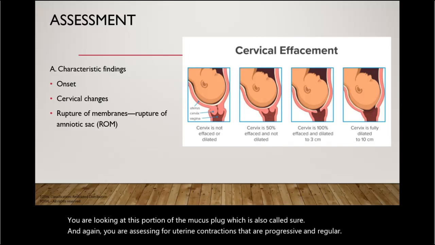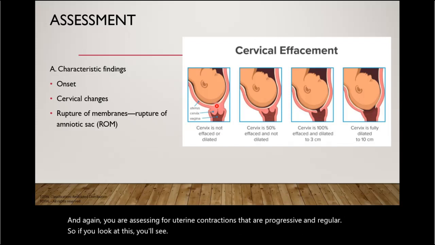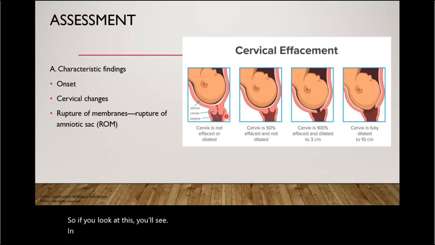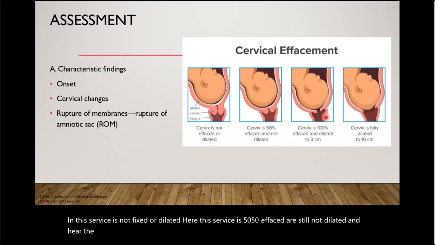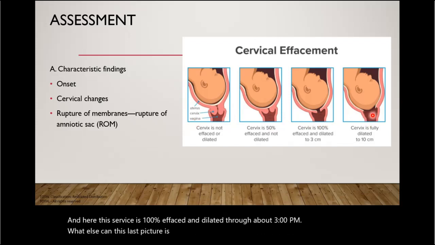So if you look at this, you'll see in this, the cervix is not effaced or dilated. And here, the cervix is 50% effaced and still not dilated. And here, the cervix is 100% effaced and dilated to about 3 cm. Whereas in this last picture, the cervix is fully dilated to 10 cm.